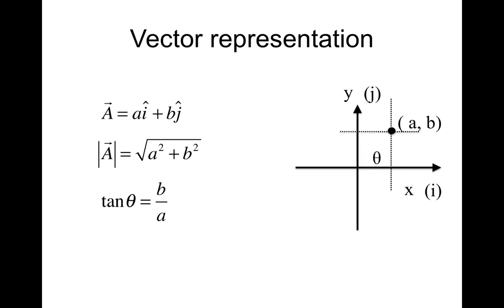So if this generic vector A has an X component a and a Y component b, you can write it as a i hat plus b j hat. The magnitude of A is the square root of a squared plus b squared, and the angle it makes with the X direction is given by tangent of theta equals b over a. Okay, so all of that. Any questions here? Okay.